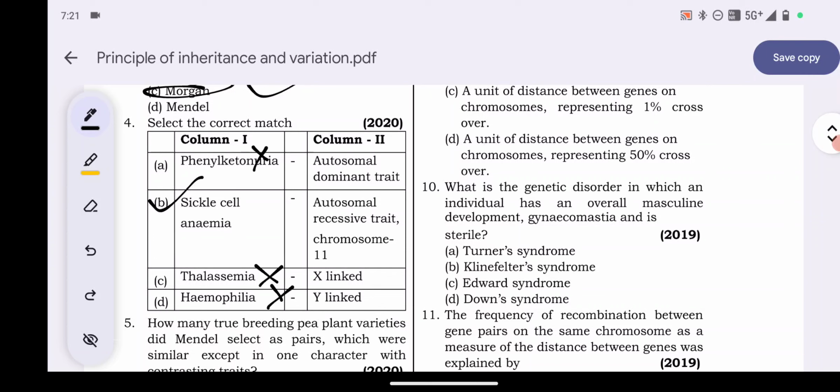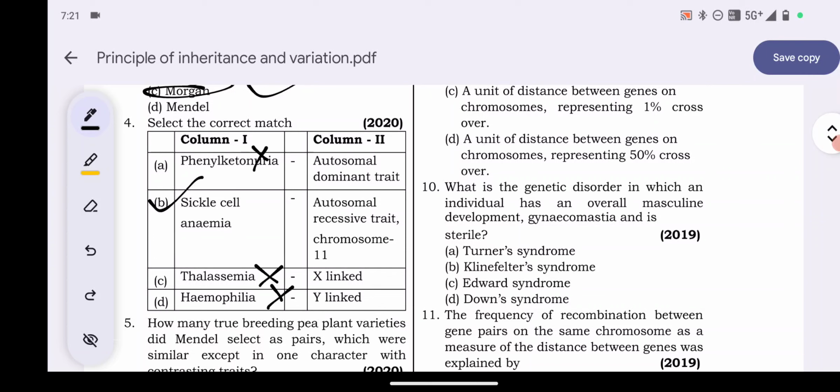Next question number 10. What is the genetic disorder in which an individual has an overall masculine development, gynecomastia, and is sterile? Option A Turner syndrome, option B Klinefelter syndrome, option C Edwards syndrome, and option D Down syndrome. So here the answer will be option number B, Klinefelter syndrome. Okay, B will be your answer, Klinefelter syndrome.